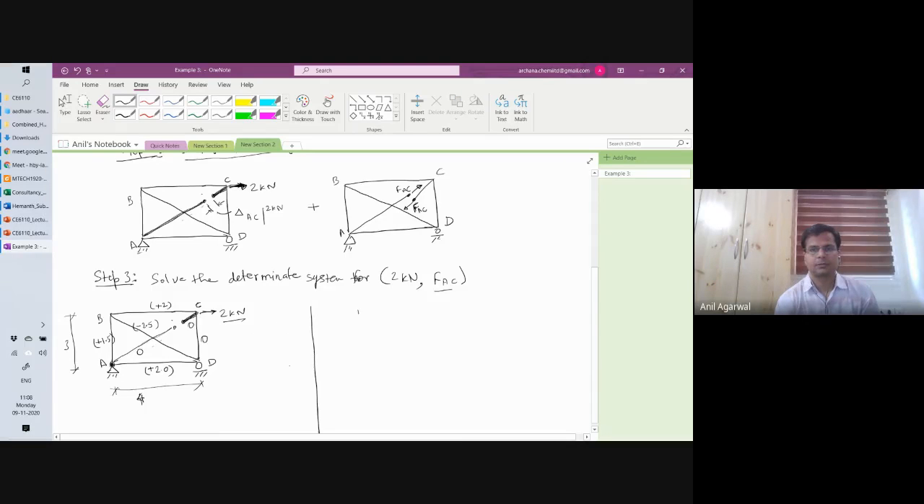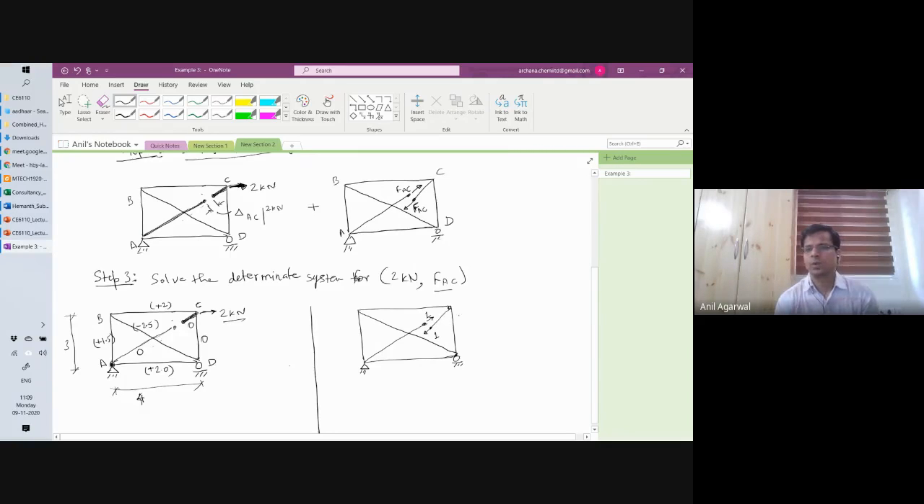The second part is to solve the system for an FAC force. That is my redundant force. Okay, so let me solve it for FAC equal to 1. Whenever I need to use FAC, I will use that.